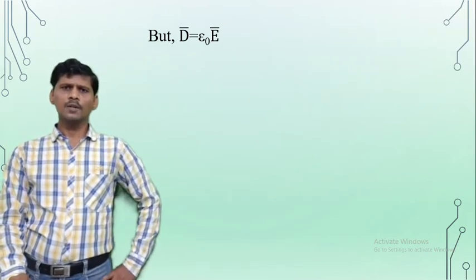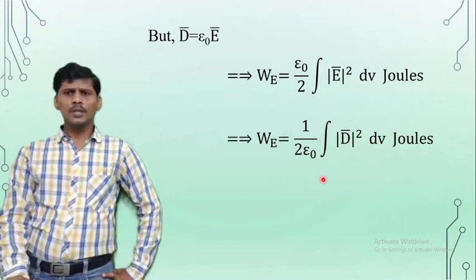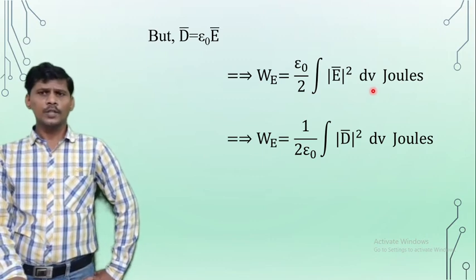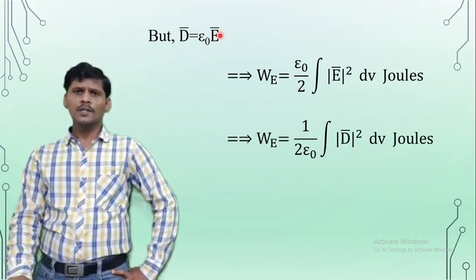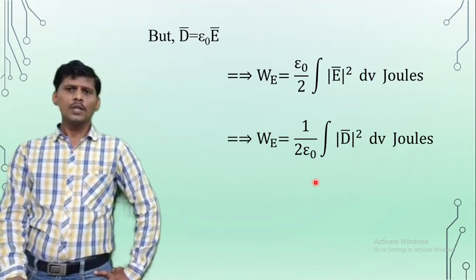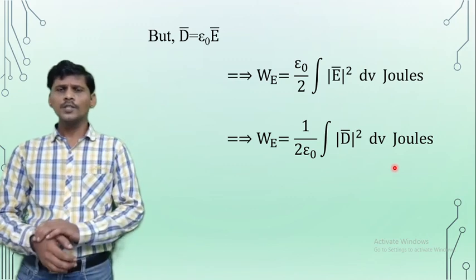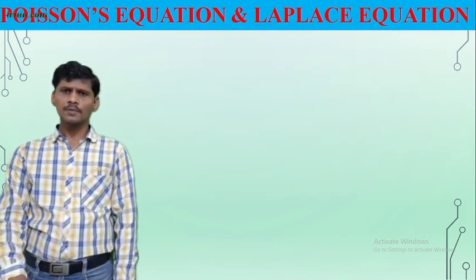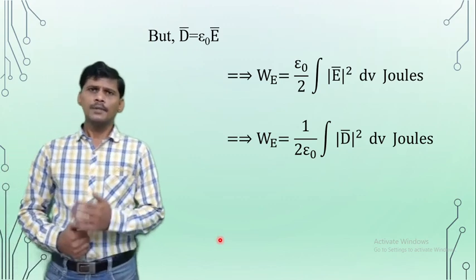First substitute d bar equals epsilon into E bar. The energy stored expression is W equals 1 by 2 epsilon naught volume integral of magnitude of E square dV, since E bar dot E bar is magnitude of E bar square. And substituting E bar equals d bar by epsilon naught, we get W equals 1 by 2 epsilon naught volume integral of magnitude of d bar square dV. Potential energy and work done are measured in joules. So this is the concept of energy stored in terms of d bar and E bar.